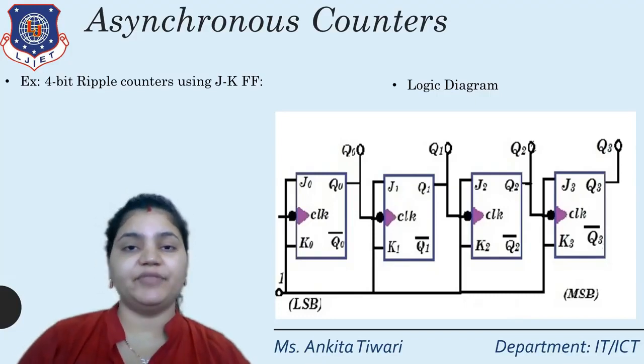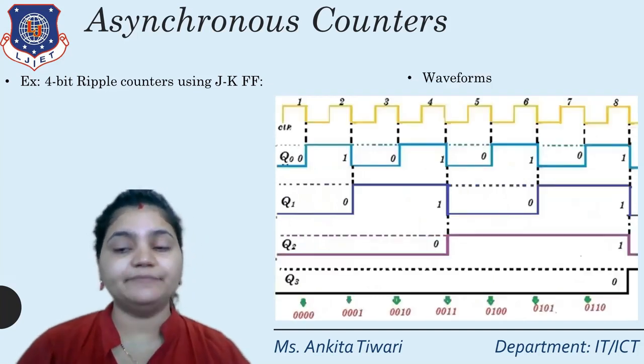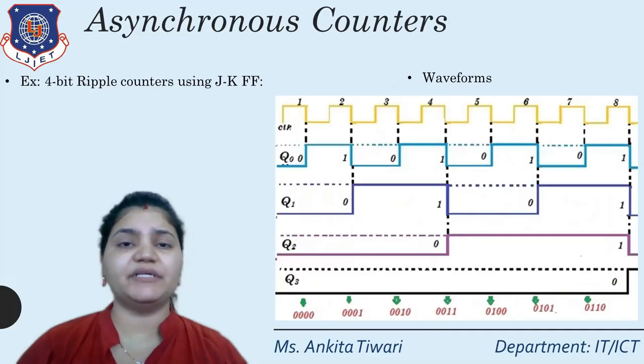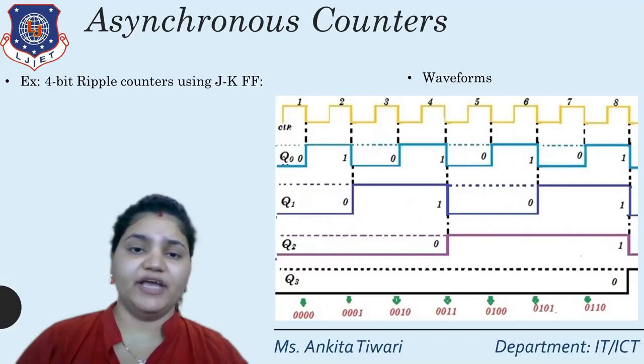Okay. The last step that we need to do in asynchronous counters is the waveforms. Now we know that the waveforms are being represented by 0, 1, 0, 1, 0, 1, 0, 1, 0, 1, as you can see. Now with respect to the clock pulse, we have Q0, Q1, Q2, Q3. Now we are knowing it in Q0.